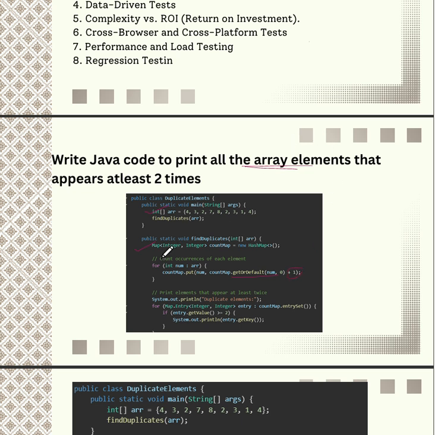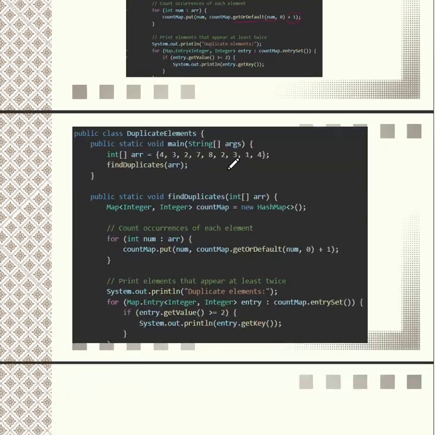And if not, it initializes the count as 1. And in the next for-each loop, we iterate over a number and its value. If a number's frequency is 2 or more, then it will print as a duplicate value, and the duplicate numbers will be 2, 3, 4, 7.